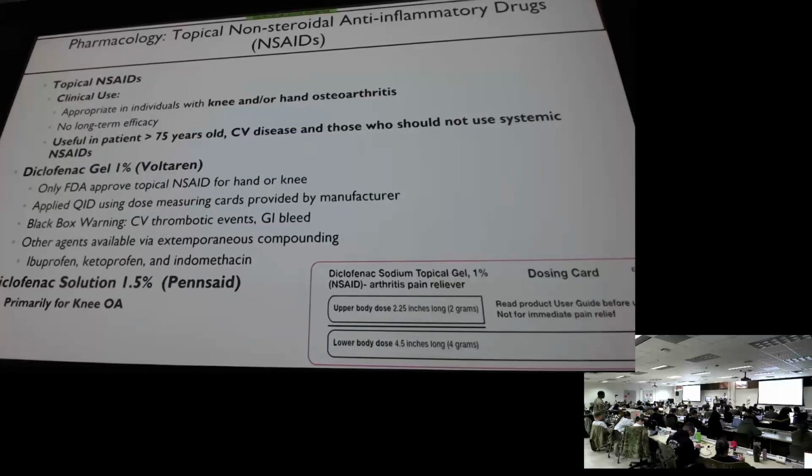You can get other NSAIDs in a compounding pharmacy. This is more an FYI, right? You can get a compounding pharmacy to make some topicals out of ketoprofen, ibuprofen, indomethacin, but the diclofenac gel is the one that's FDA approved, coming off the shelf, right?